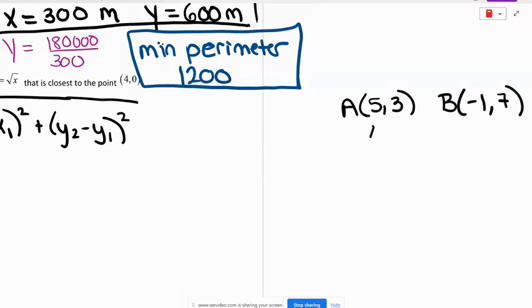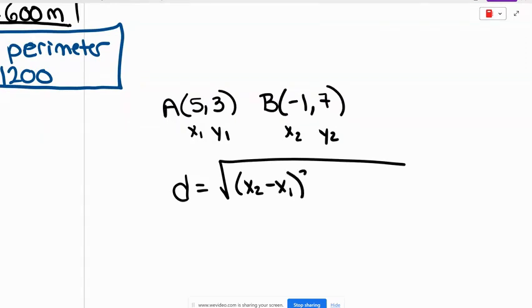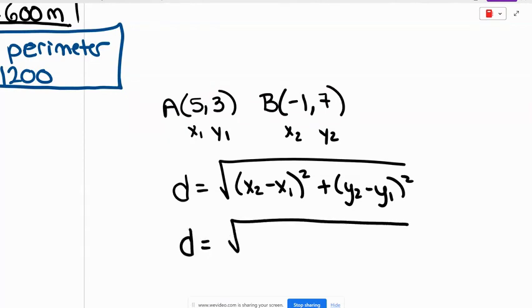So what we're going to do is we're going to call A (x1, y1). We're going to call B (x2, y2). I'm just teaching you how to use this formula. So the distance between A and B is going to be the root of (x2 minus x1) quantity squared plus (y2 minus y1) quantity squared. So now you just plug it into the formula.